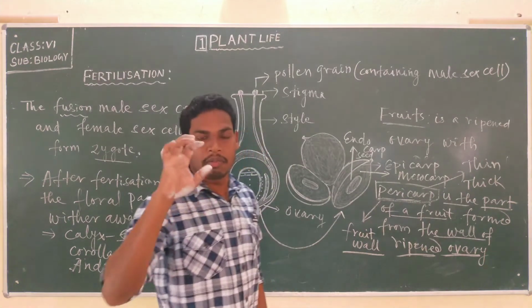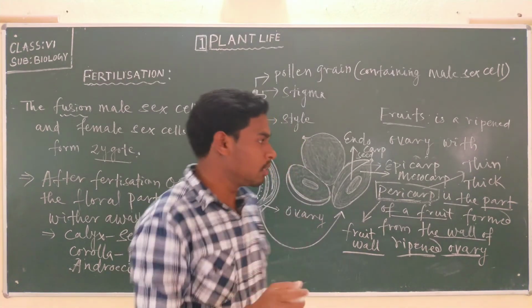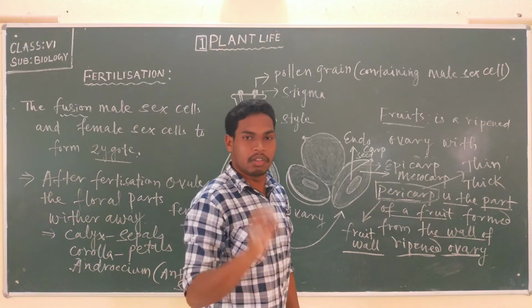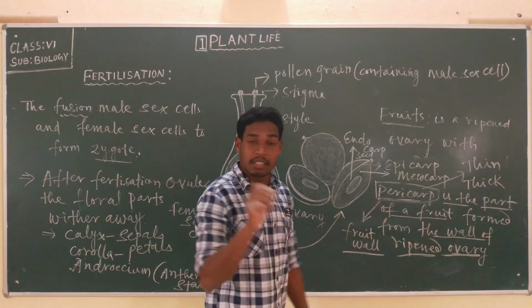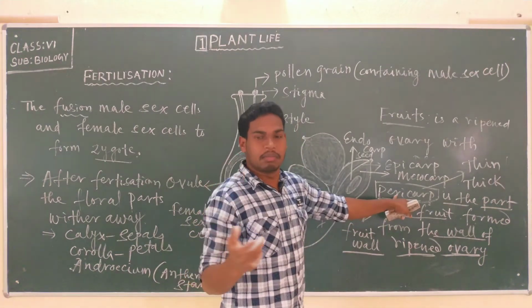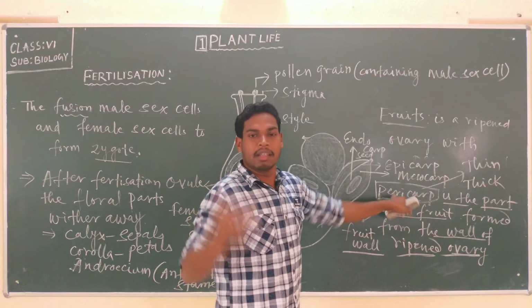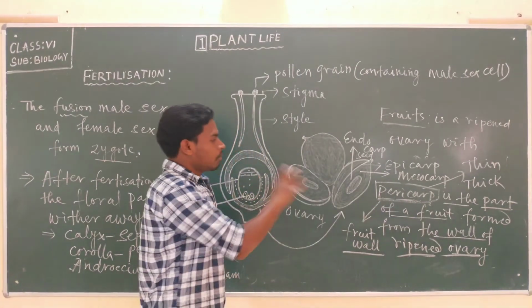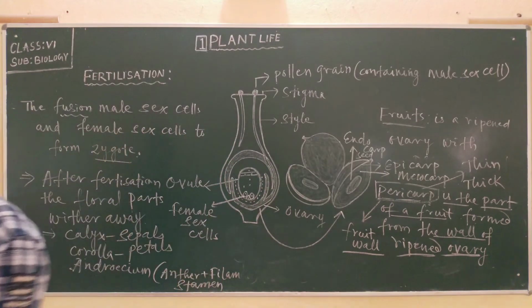And in some of the fruits, this pericarp is not seen clearly. That means it is not distinctive, because it remains dry. So pericarp is not distinctive in some of the fruits.